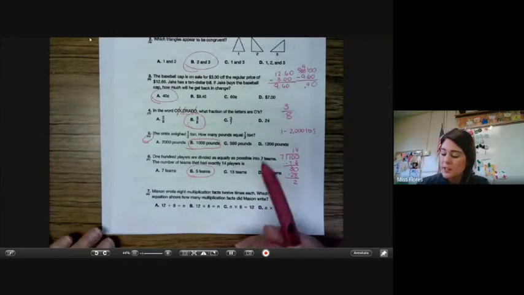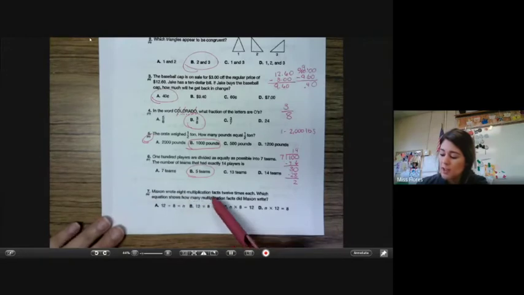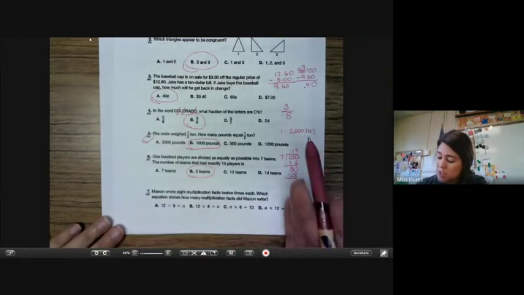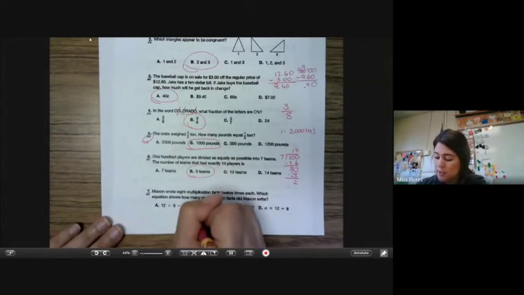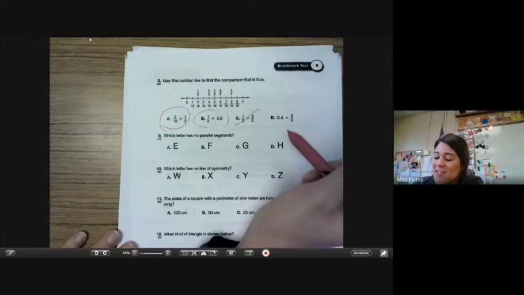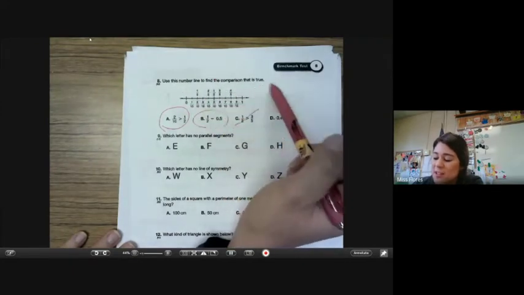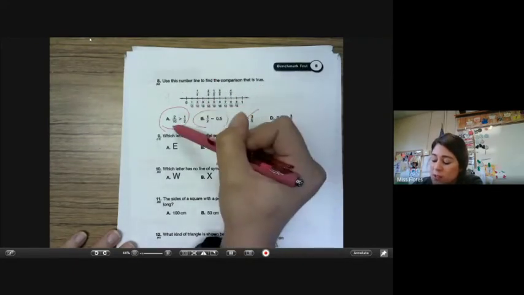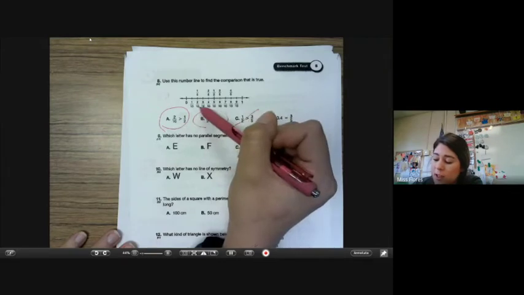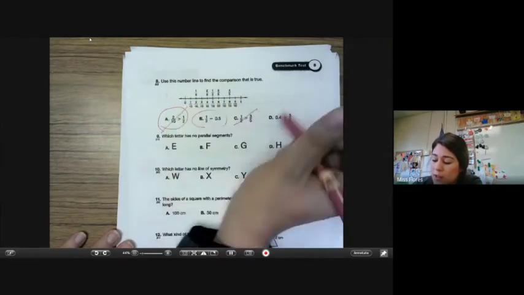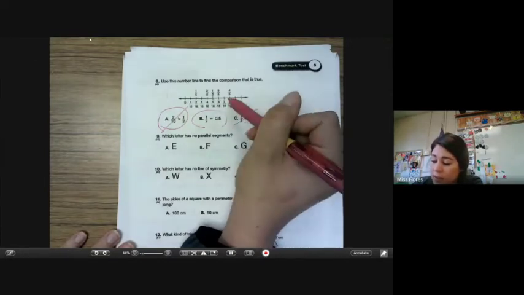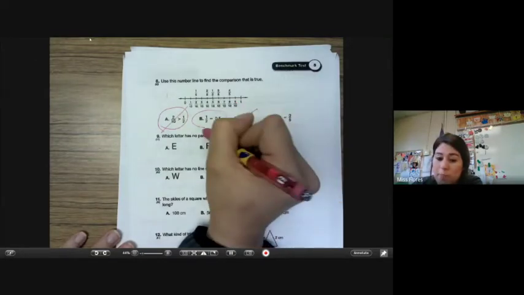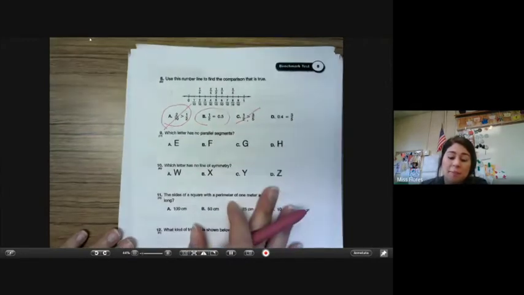All right, number 7, it says Maxon wrote 8 multiplication facts 12 times each. So that means he wrote 8 facts 12 times. So that means we're going to multiply 12 times 8. And so our answer is B. All right, so number 8 says use this number line to find the comparison that is true. So this is 2/10 right here. Is that greater than 1/2? Nope. And then I checked this off already. 1/2 is not greater than 3/5. So it must be B, 1/2 equals 0.5.